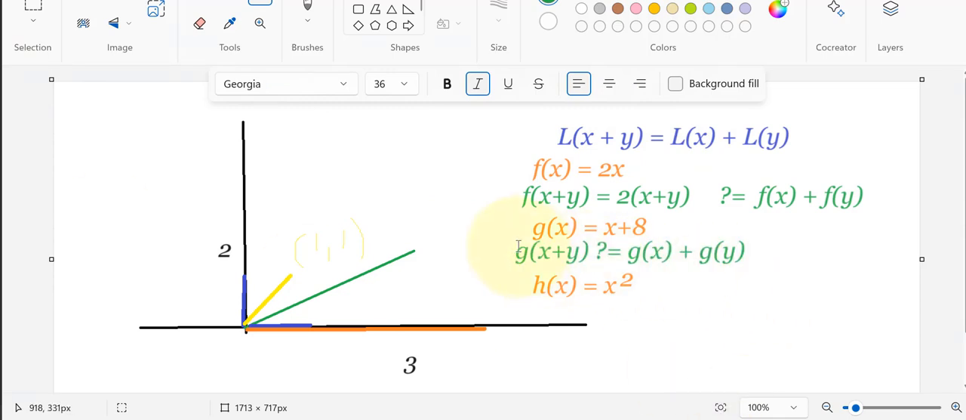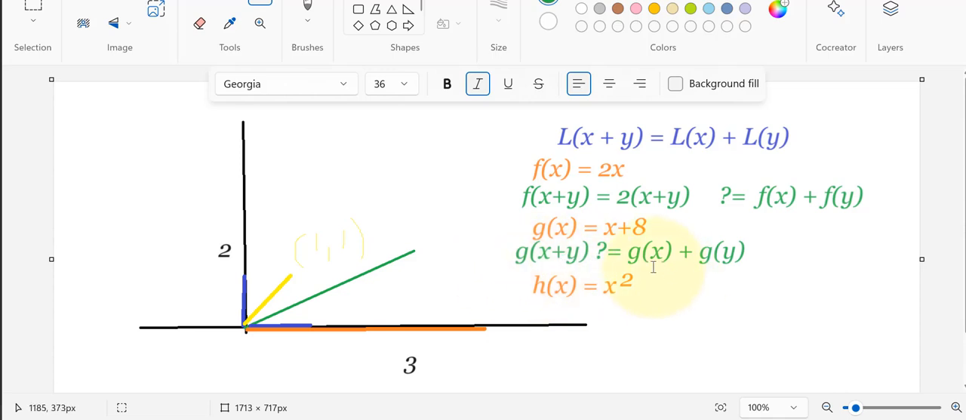So here's the same question, but for G: is G of x plus y equal to G of x plus G of y? Well, let's see. G of x plus y is what? We take whatever is in here and we add 8 to it. So what do we get? x plus y plus 8. I should write that down here, but I'm not going to do it. It's x plus y plus 8. Okay, that's on the left side.